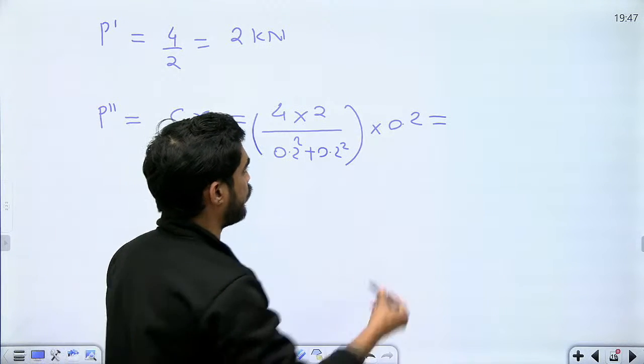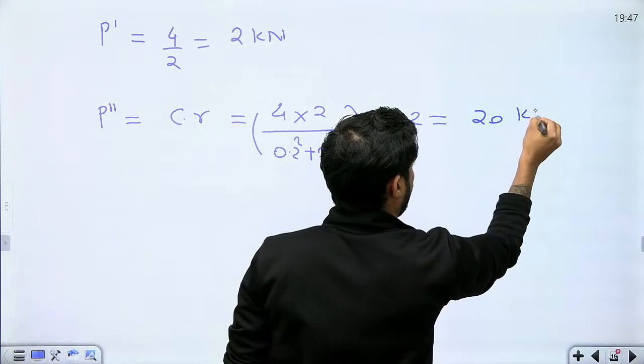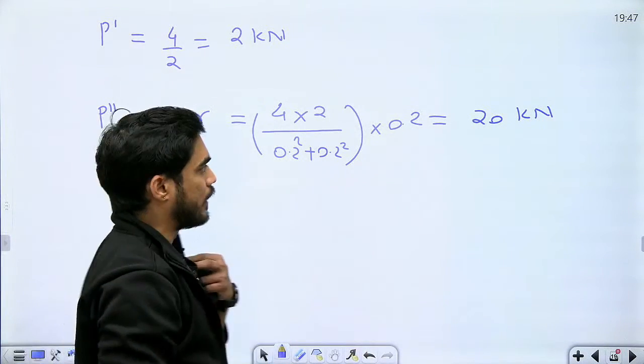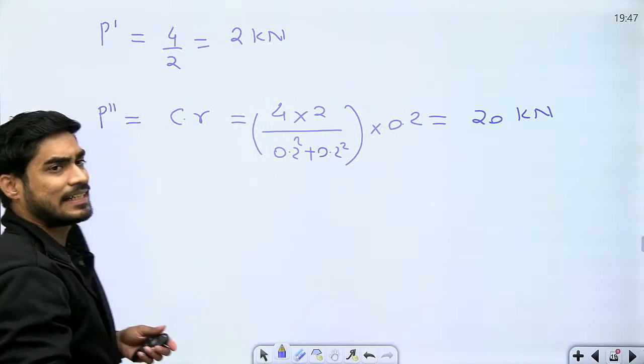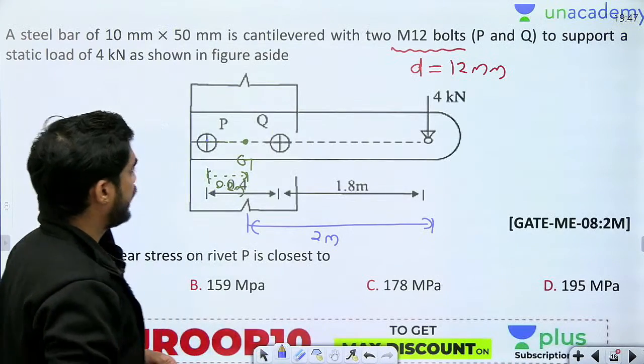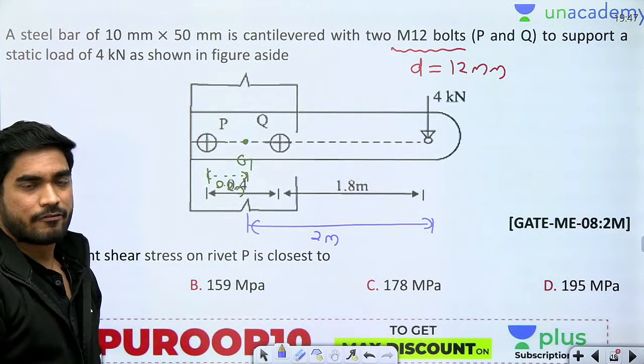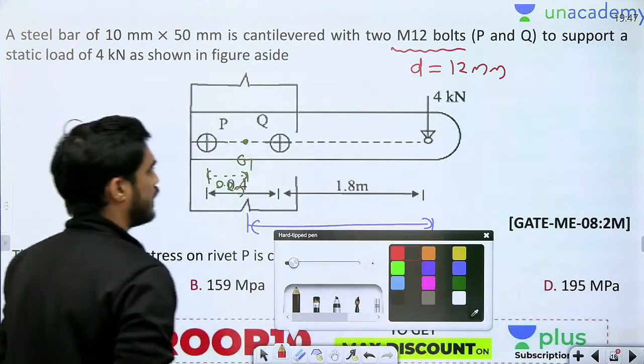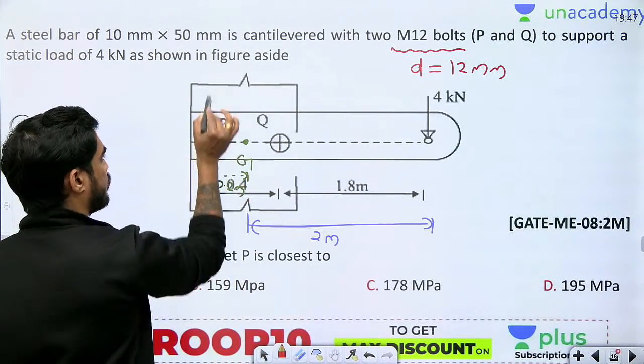Secondary force is 20 kilonewton. So primary force is 2 kilonewton and secondary force is 20 kilonewton. So what will be the resultant force now? Understand. In order to calculate resultant force, first I need to find the direction of primary and secondary force. So primary force will be opposite of force.